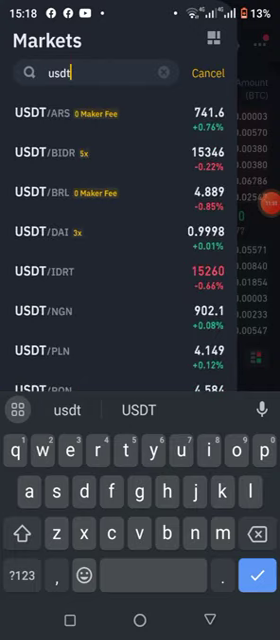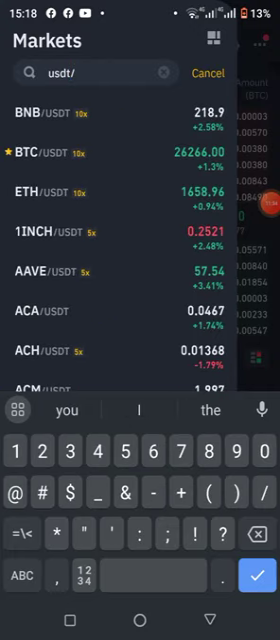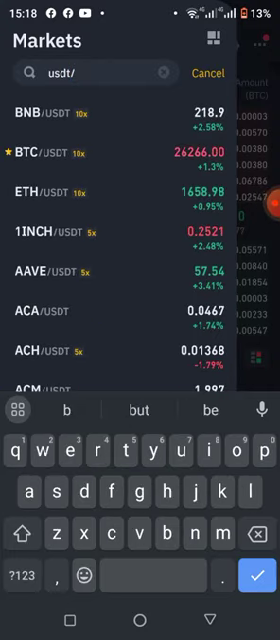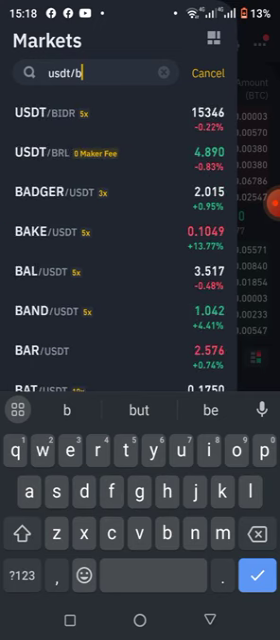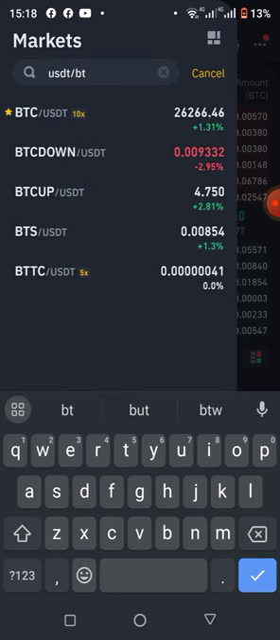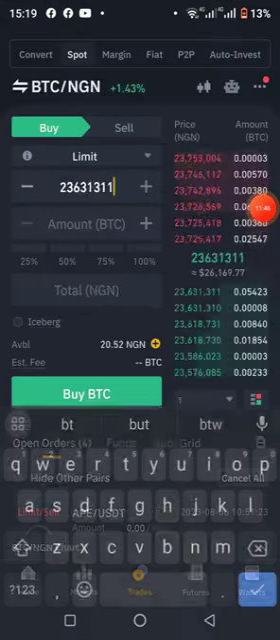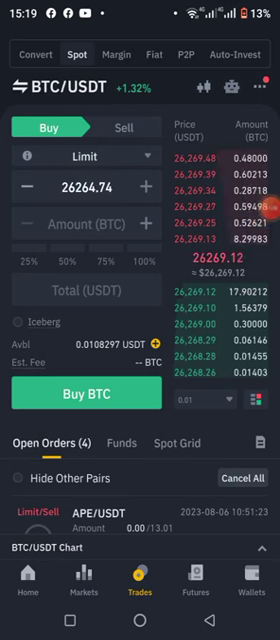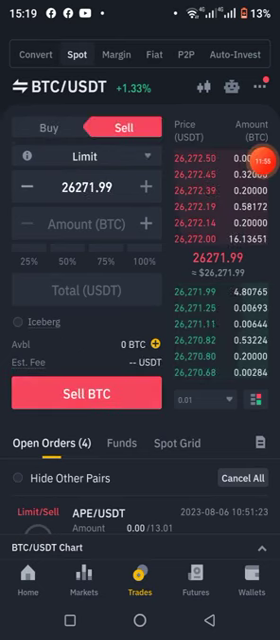Okay, let's just complete the typing. So it will come out now. So you can see BTC USDT. So you can just click it, BTC USDT. So that's your BTC that you have bought with naira, now it will be here. Then you can now sell. Now you are selling it. You can come to sell.